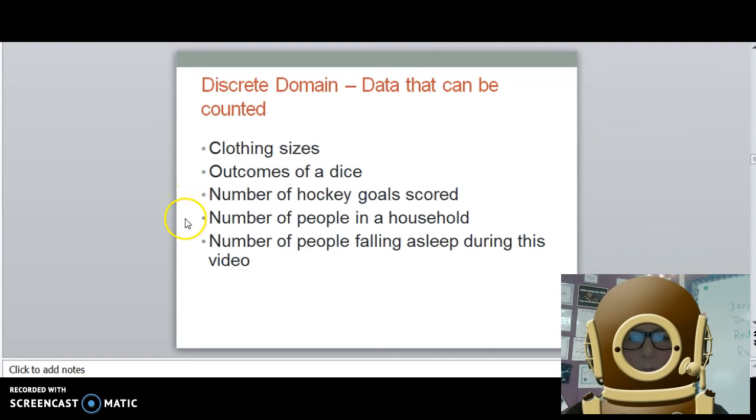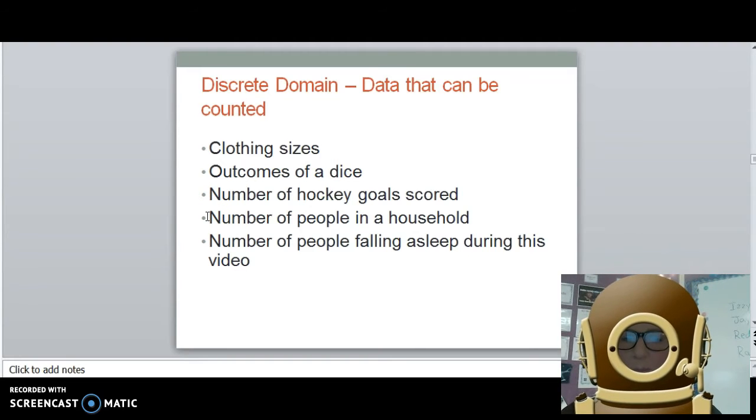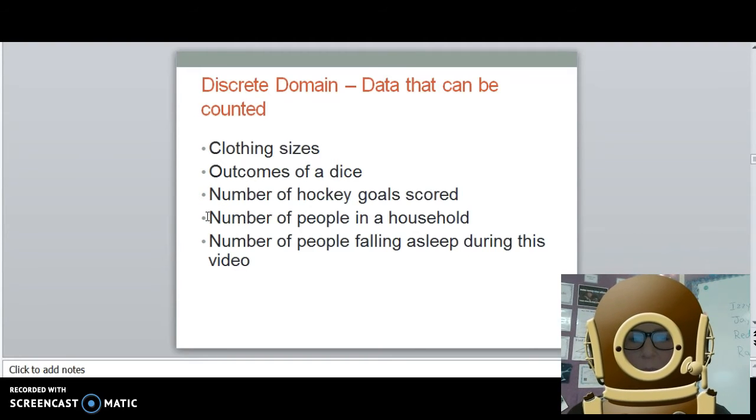If you were to interview people on the number of family members you had in your household, right, those are numbers that we can count. Maybe you have 2 other people in your household. Maybe you have 1 other person in your household. Maybe you have 5 other people in your household. That would be a discrete data set. And then maybe the number of people falling asleep during this video. Did I wake you up?